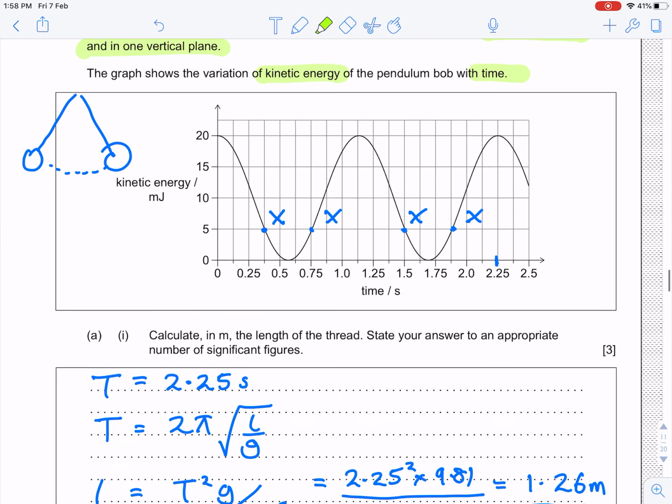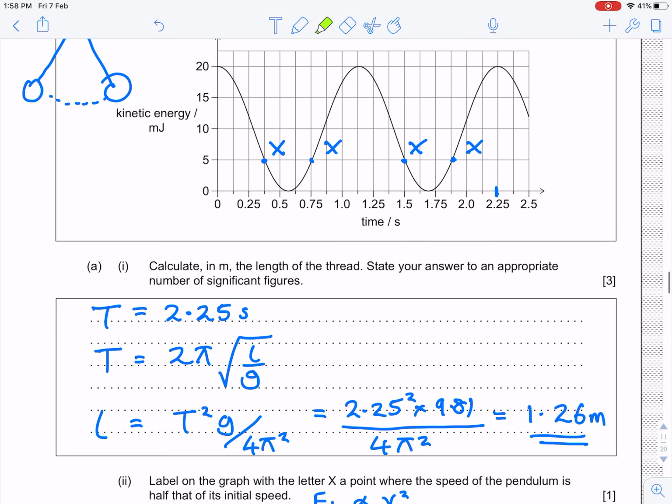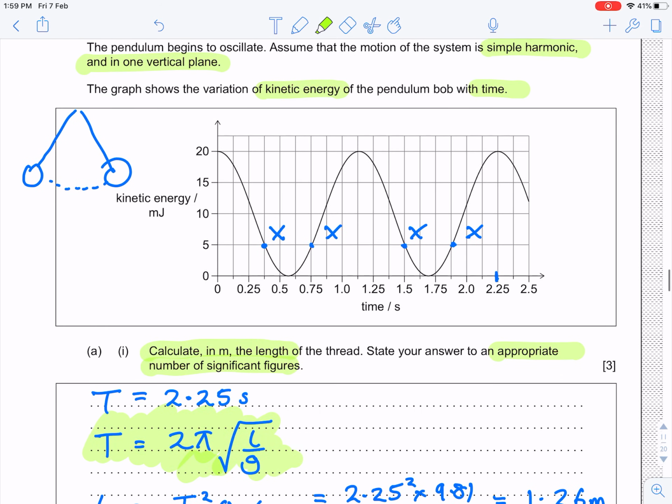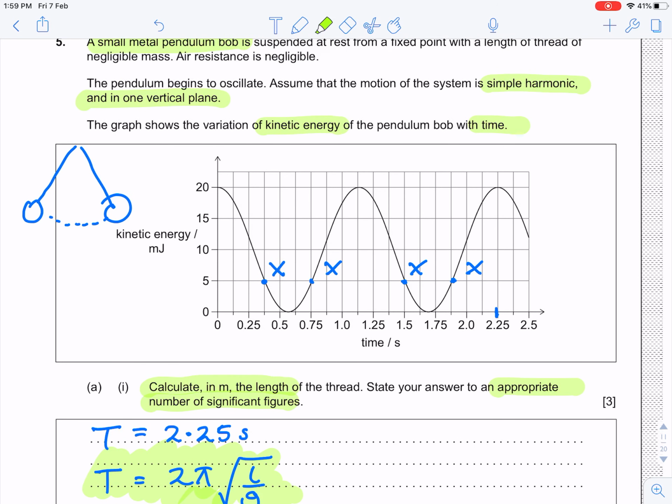So the first question is, calculate in meters the length of the thread. State your answer to an appropriate number of significant figures. So looking in the data booklet, you come up with this equation. The period time of a pendulum is equal to 2 pi times the square root of L over g. But to be able to calculate length, we need the period time. So if we go back through our graph here, the period time is actually 2.25.